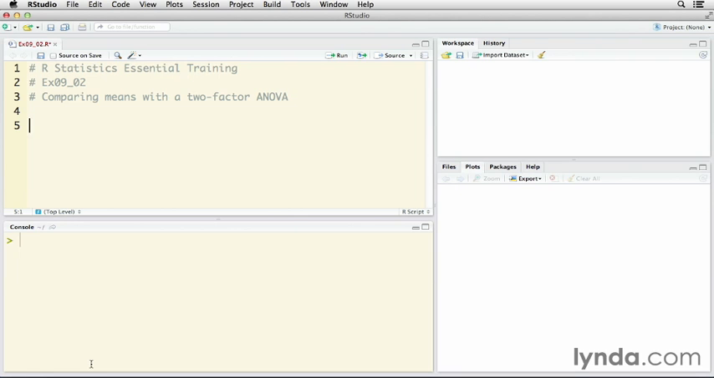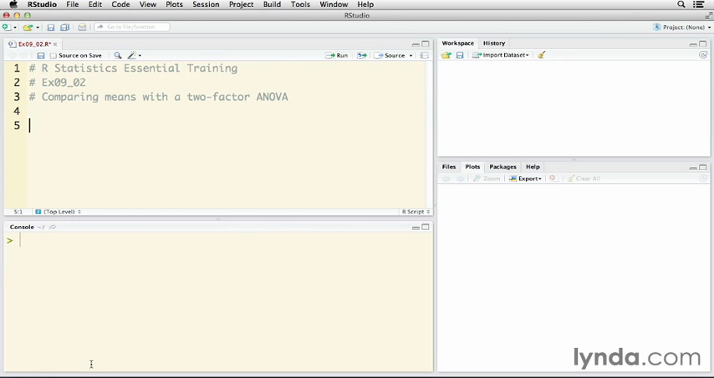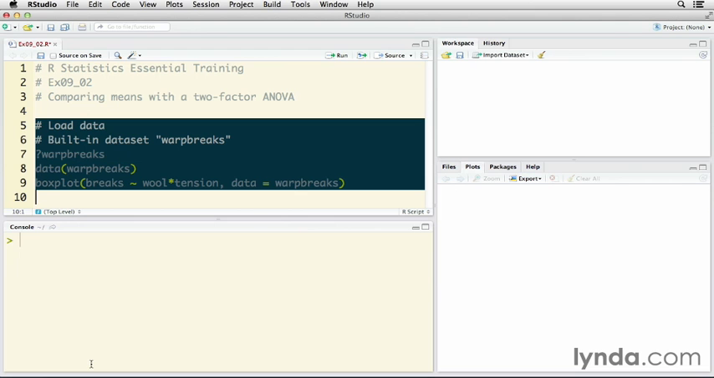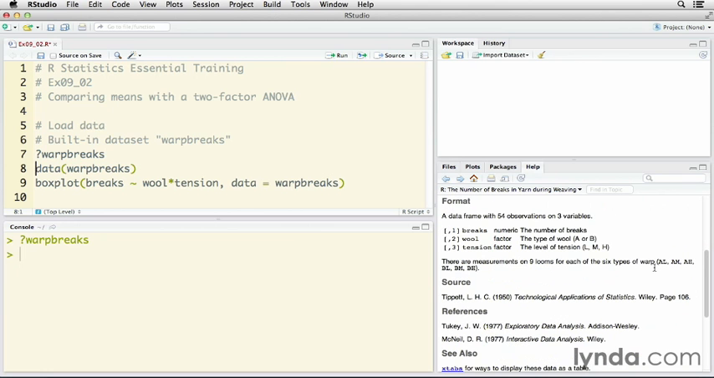Another particularly useful approach in inferential statistics is the two-factor analysis of variance, sometimes called a two-way ANOVA. What this allows you to use is two categorical predictor variables and a single quantitative outcome. In this example, we're going to use the built-in dataset warpbreaks, which is about yarn breaking during weaving. The two predictors are the type of wool, which is either A or B, and the level of tension, which is low, medium, or high. The outcome is the number of breaks.